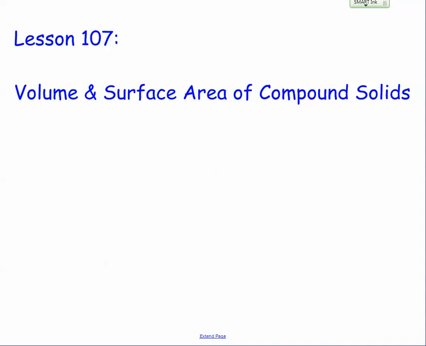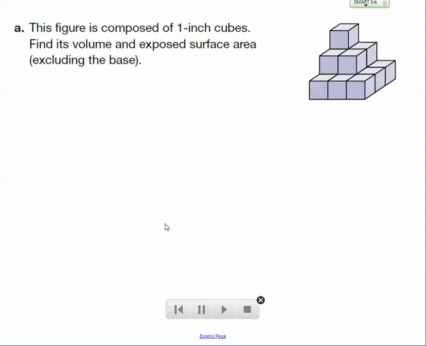Here we go. This figure is composed of 1-inch cubes. We're going to find its volume and its exposed surface area, so excluding the base. We're saying that it's sitting on its base, so it's not exposed. So let's go with the surface area here. So the volume, first of all.